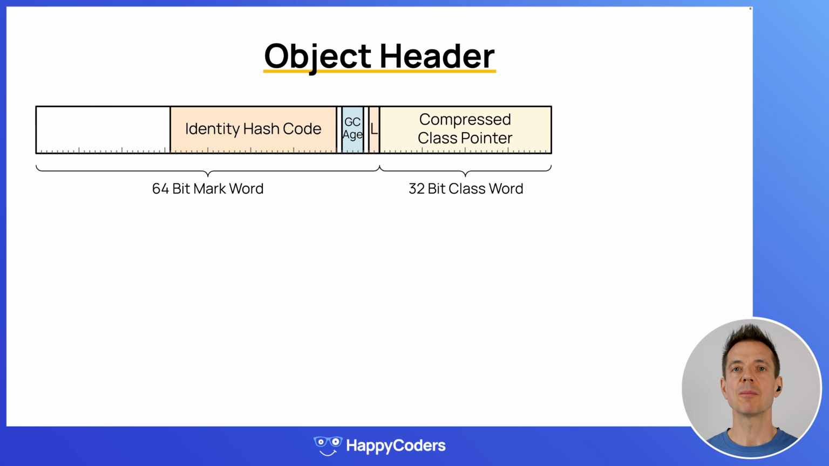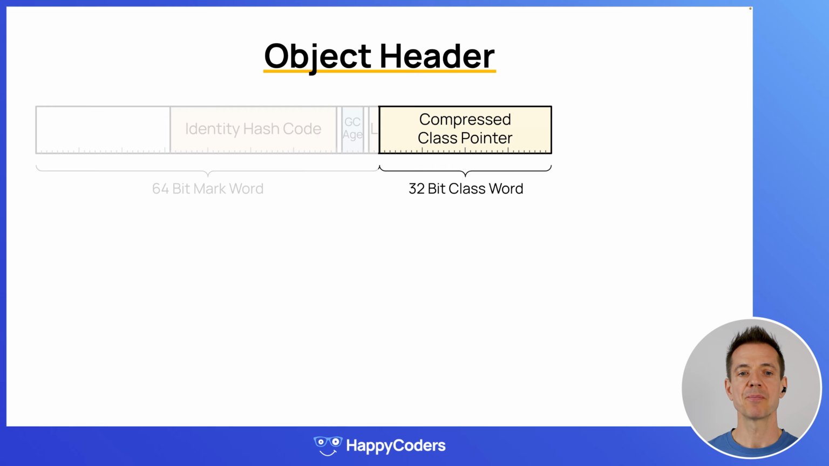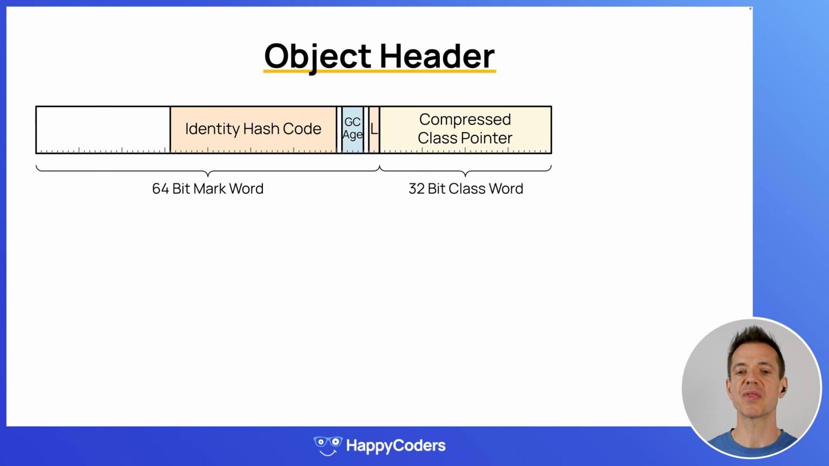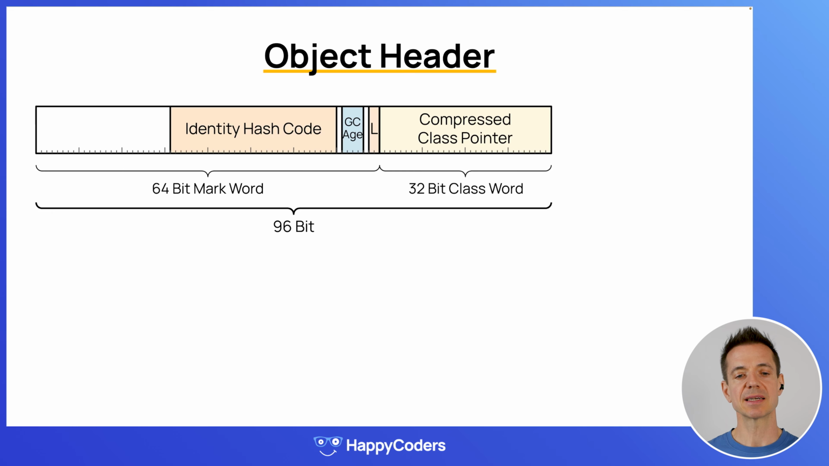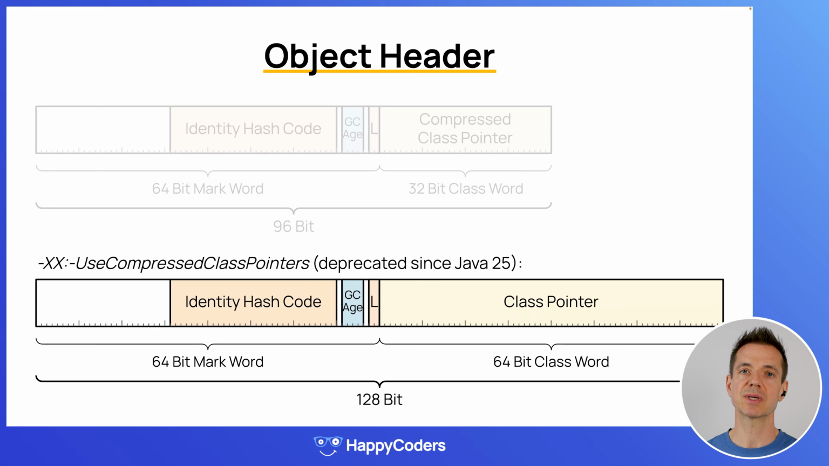Here you can see the complete header, meaning mark word and class word. First in the standard variant with the 64-bit mark word and the 32-bit compressed class word. In total, that's 96 bits. And here in the variant that is marked as deprecated as of Java 25 with compressed class pointers disabled, meaning with a 64-bit class word, a total of 128 bits.